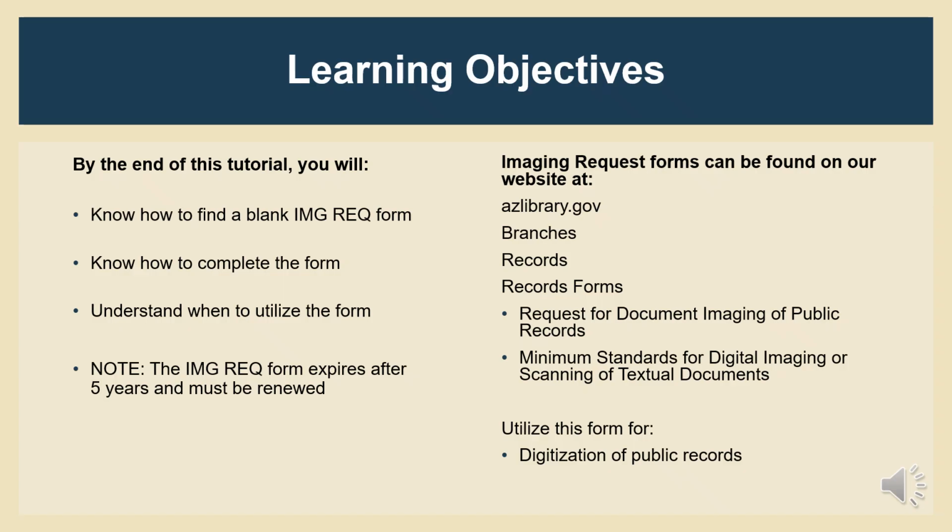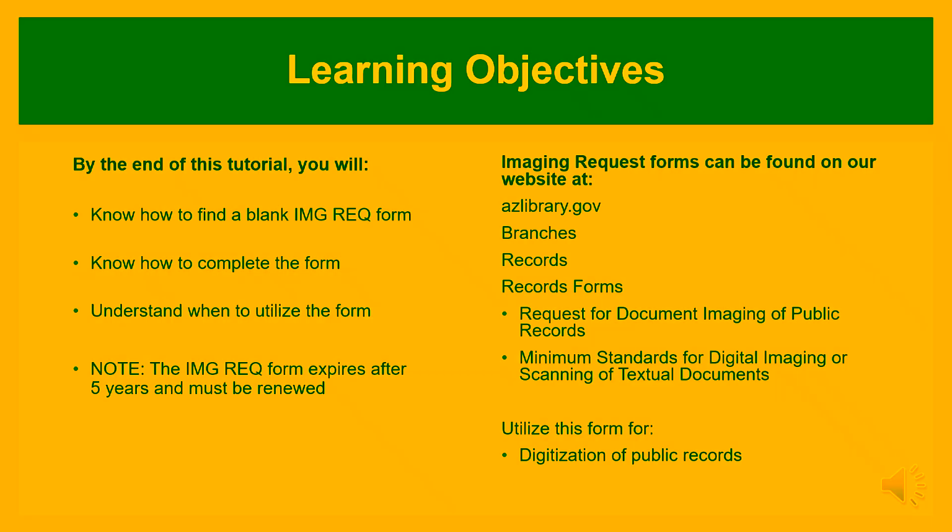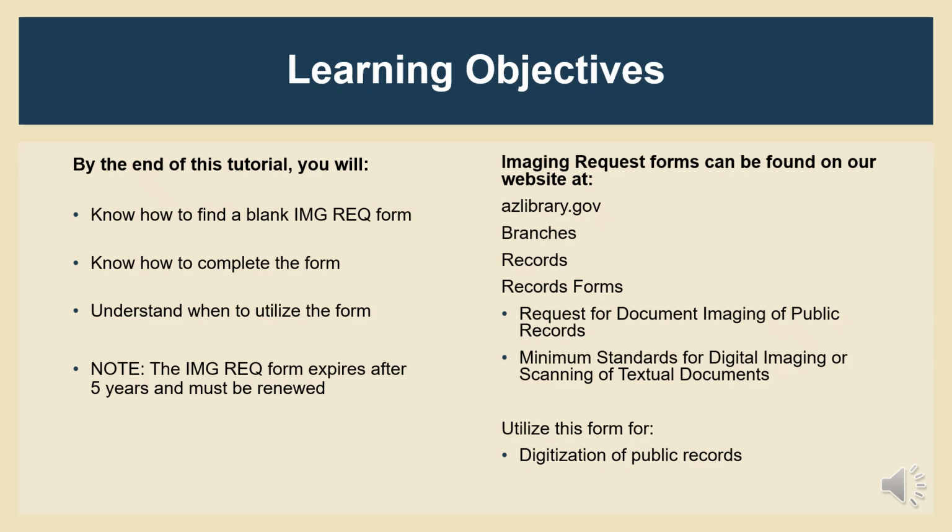Imaging request forms can be found on our website at azlibrary.gov. Navigate to Branches, Records, Records Forms, and then either to Request for Document Imaging of Public Records or Minimum Standards for Digital Imaging or Scanning of Textual Documents. You will utilize this imaging request form for the digitization of public records.